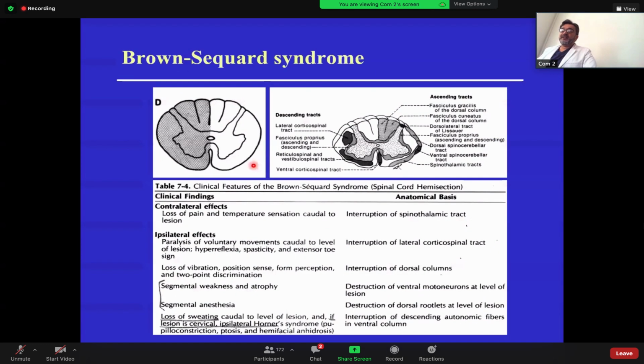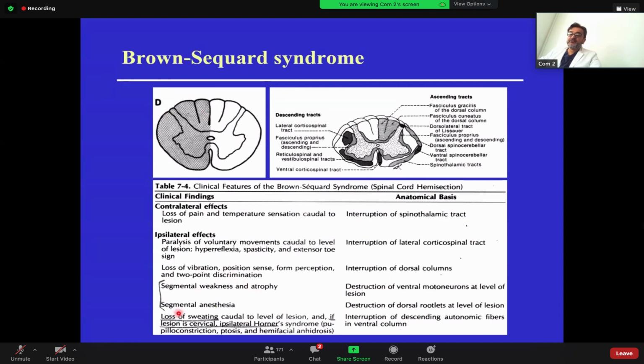So contralateral, loss of pain and temperature, caudal to the lesion. This is because of the interruption to the spinothalamic tract. Ipsilaterally, you would find paralysis of voluntary movement caudal to the level of the lesion, hyperreflexia, spasticity, extensor toe sign, so an upper motor neuron type of lesion because of the damage to the lateral corticospinal tract. Loss of vibration, position sense, proprioception and two-point discrimination. This is because of the dorsal column.